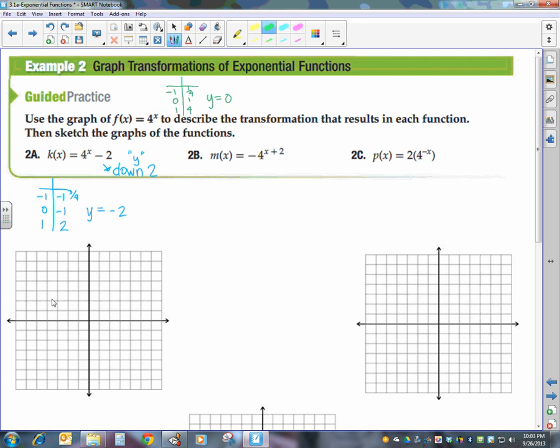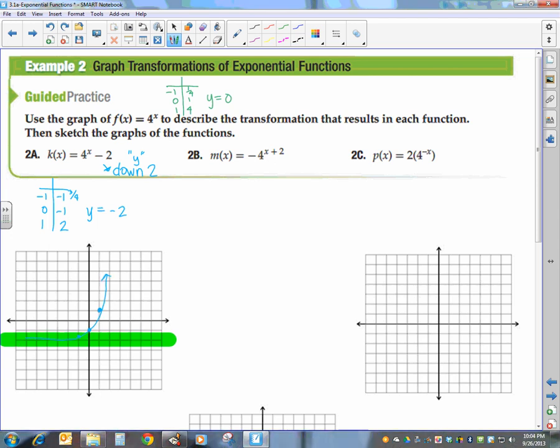So I like to, again, first off graph the asymptote, because then I have some idea of which way my graph is going to go, and it'll really help you out when we get to logs later in the chapter. And then I plot my points. So I'm going to go -1, -1 and 3/4. That's pretty close to the number 2. Then I have 0, -1, and I have 1, 2. So I know that I have to approach my asymptote, so I'm going to start over there, and then I'm going to connect my dots to make it look like the exponential function. Okay?